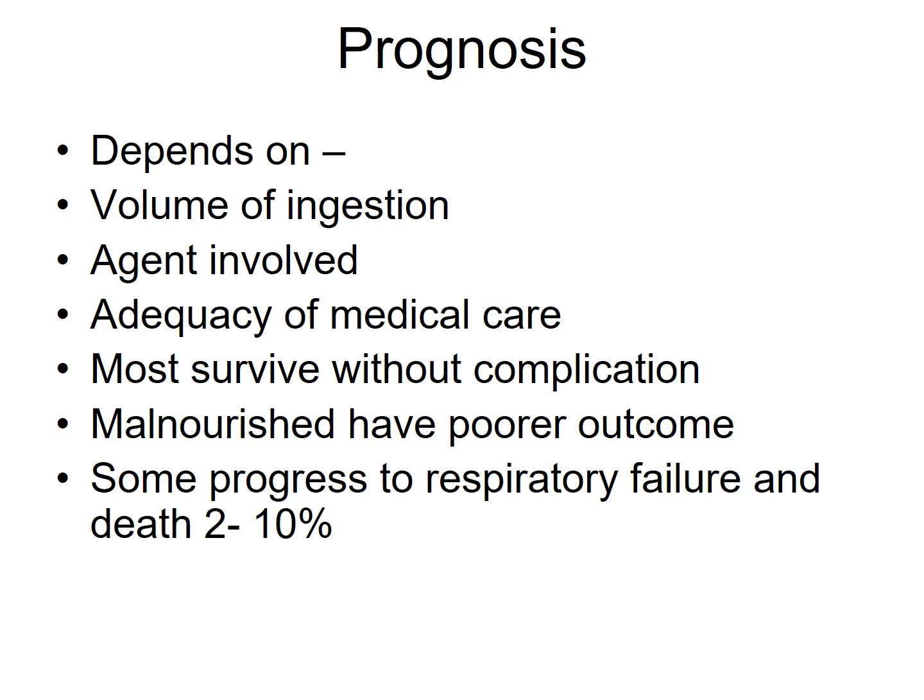Prognosis depends on the volume of ingestion, the agent involved, and the adequacy of medical care. Most survive without complications. But malnourished children have a poor prognosis or poor outcome. And in those progressing to respiratory failure, the death rate can be 2 to 10%.